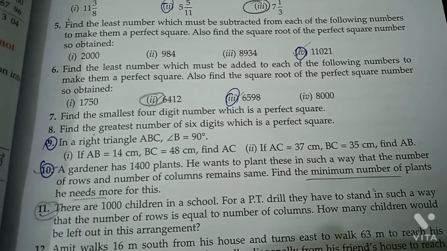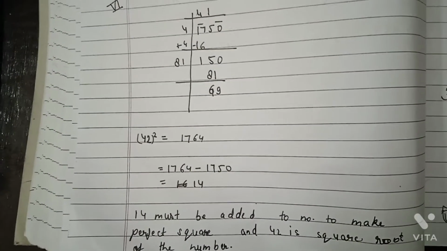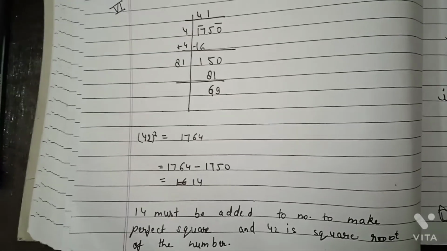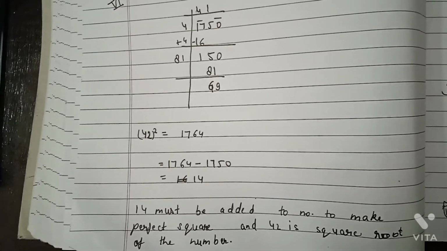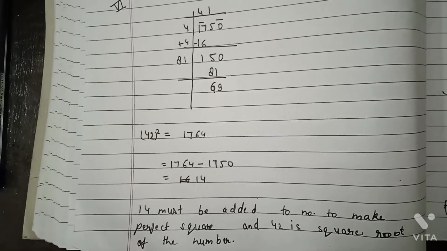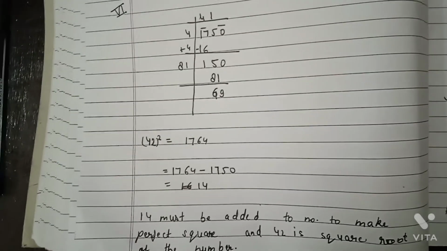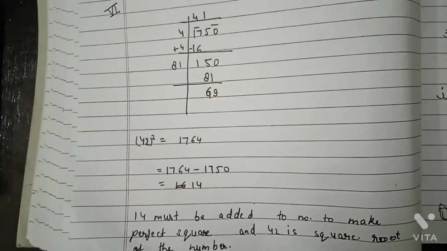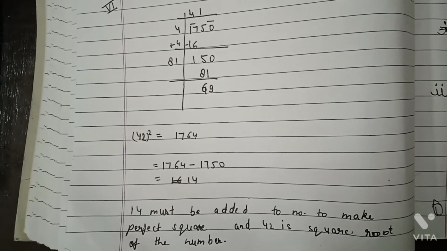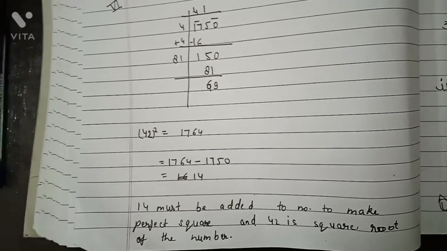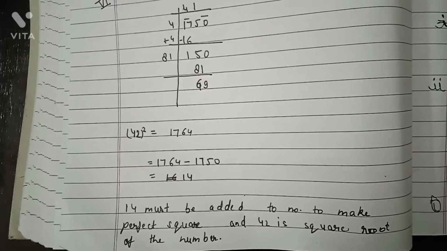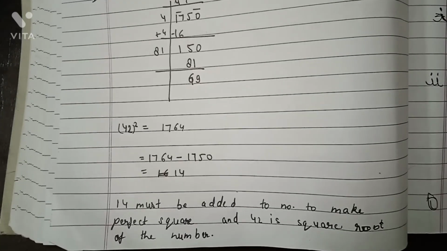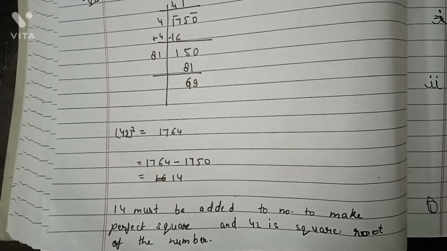1750. Let's see. Here, similarly, we have to do the solving and the remainder left is 69, but we have to find a number which must be added to it. So the quotient is 41. Now we have to find the next square, meaning the square of 42, which is 1764, from which we subtract the value 1750, and the number left is 14. This means 14 must be added to the number to make a perfect square, and 42 is the square root of the number.